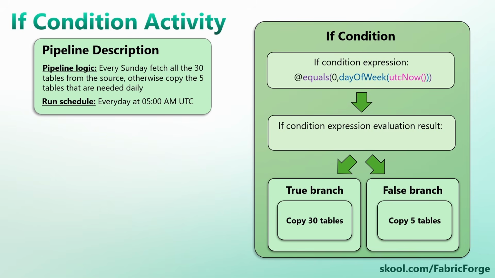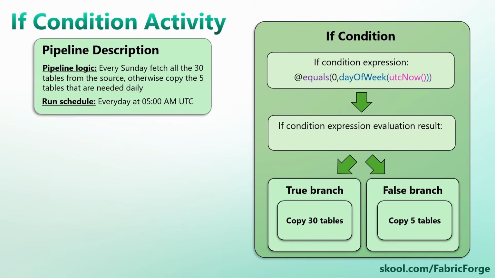Basically, we would need to have 3 functions in our expression. The innermost function we have is the UTC-now function that will resolve the current timestamp into UTC time. Then we have wrapped that function in the day of the week function that will take the timestamp from our UTC-now function and return a number from 0 to 6 based on which day of the week it is. 0 means Sunday, 1 means Monday, and 2 means Tuesday, and so on.